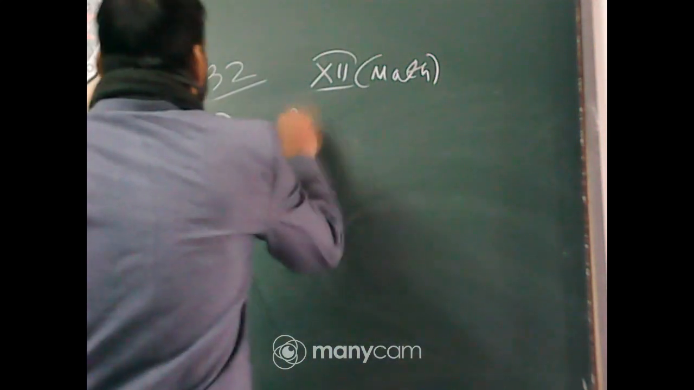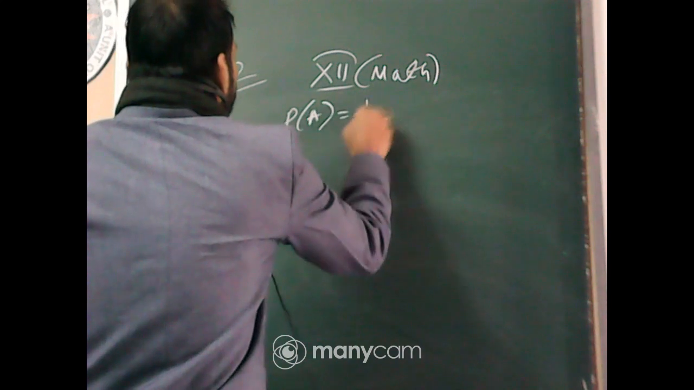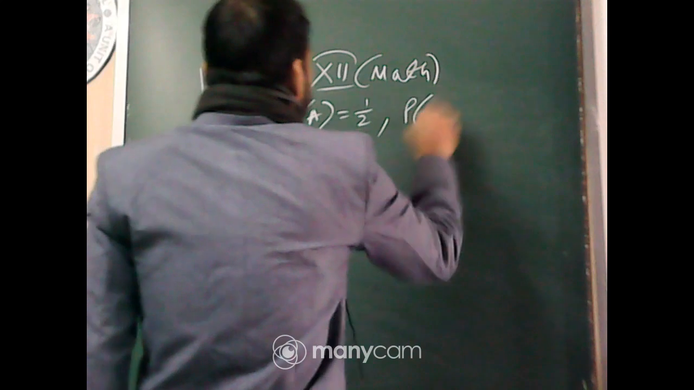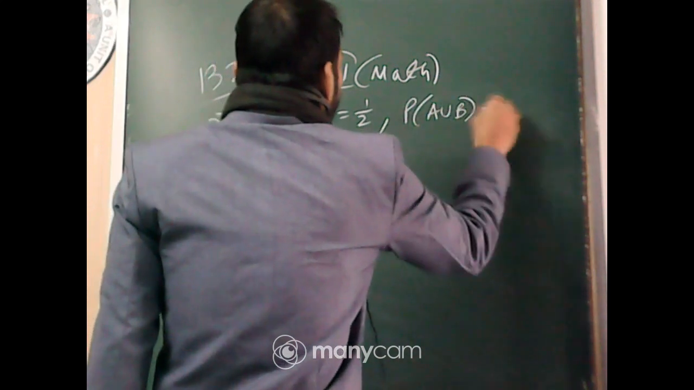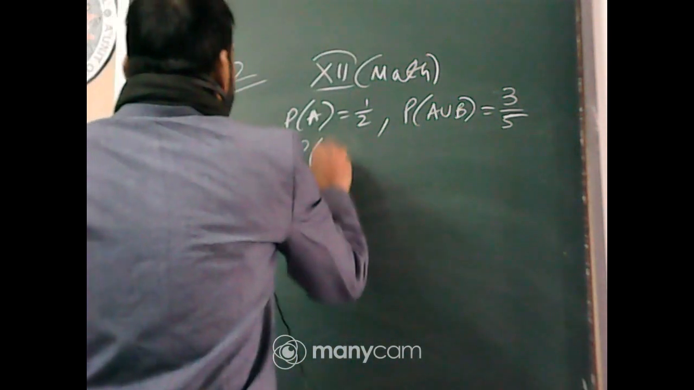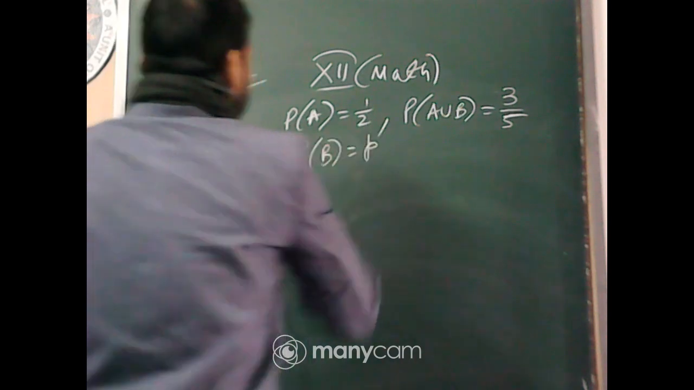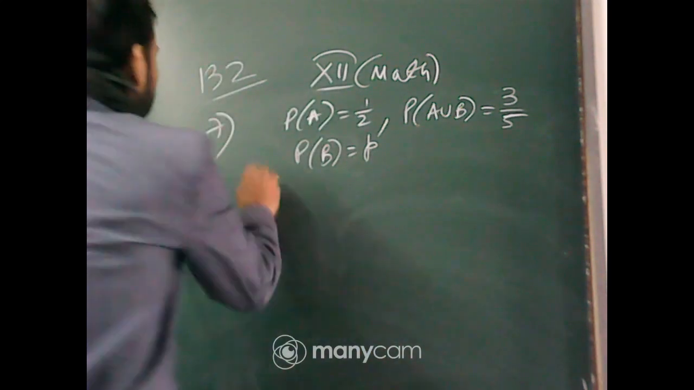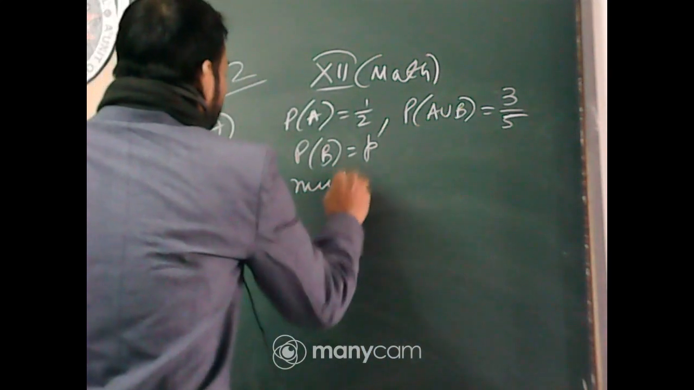Given that A and B are events such that P of A is 1 by 2, P of A union B is 3 by 5, and P of B is small p. Now find p if the first case is mutually exclusive. So we are doing the first case, mutually exclusive.